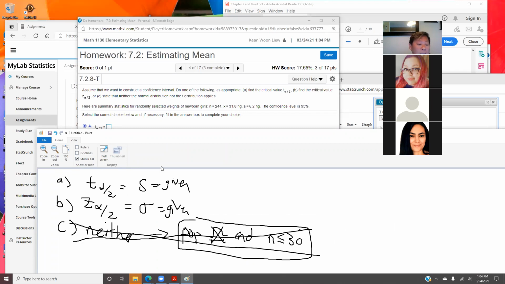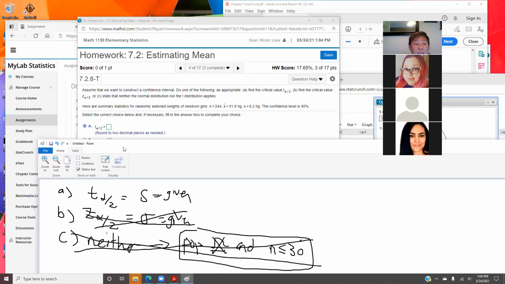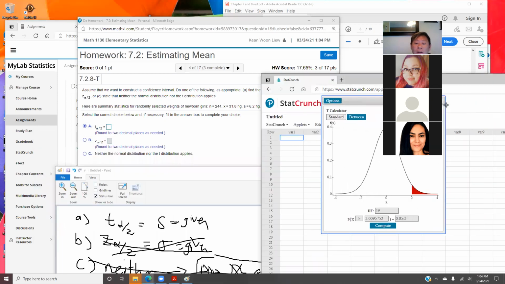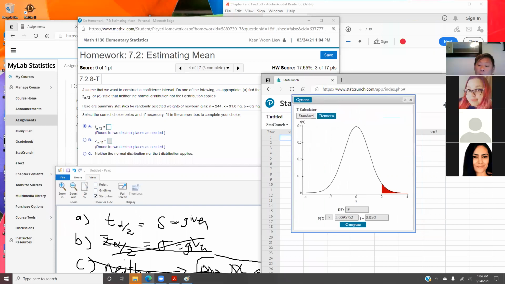Next, is S or sigma given to us? It is S, so it's not this. So your answer should be T alpha over 2. And how do we find this number? You have to use your StatCrunch. What is the degree of freedom in this case? 243. So don't put 244. Again, make sure you put greater than a blank.